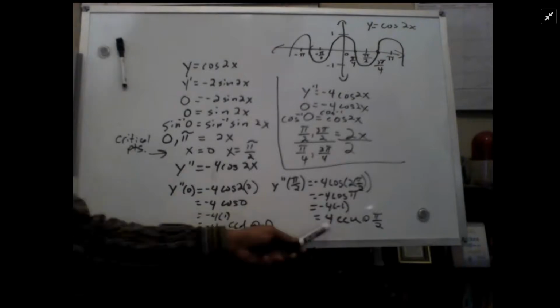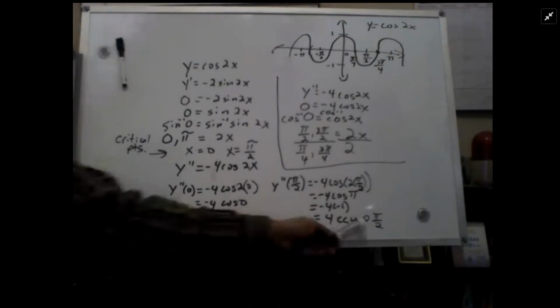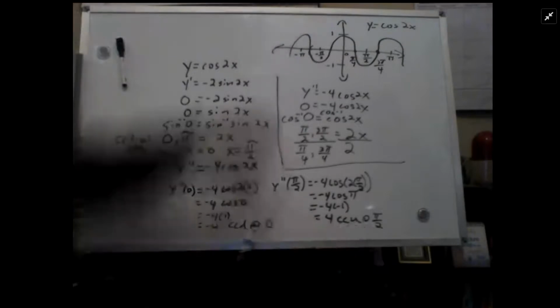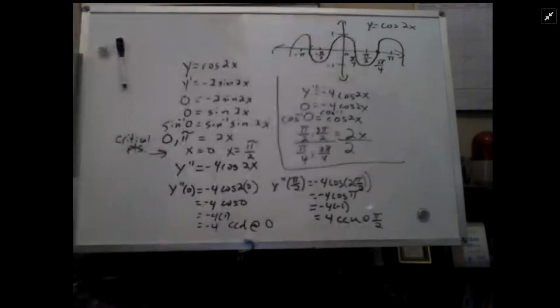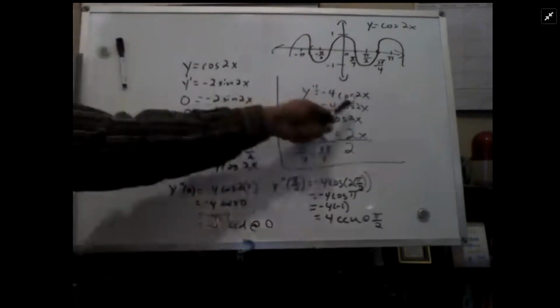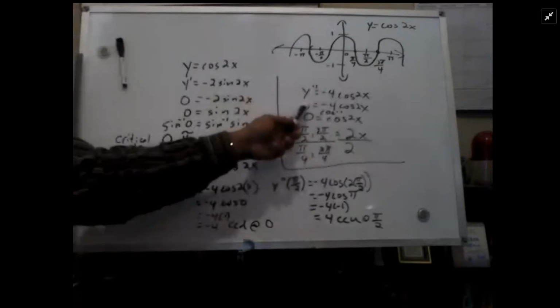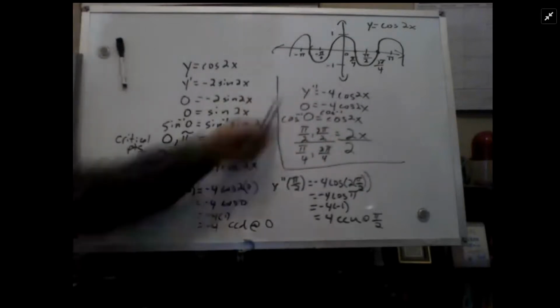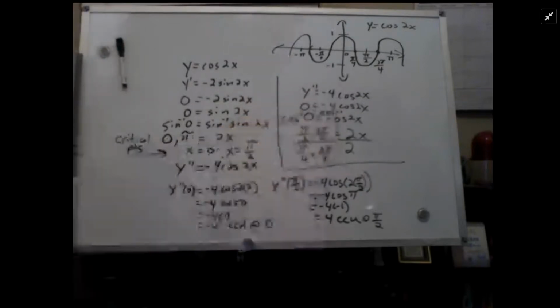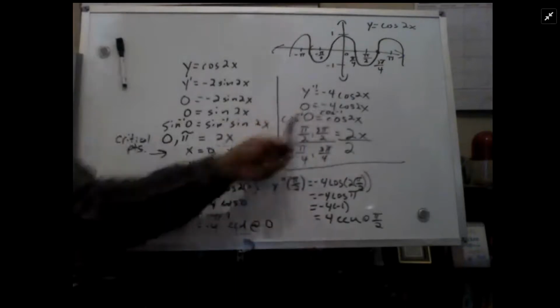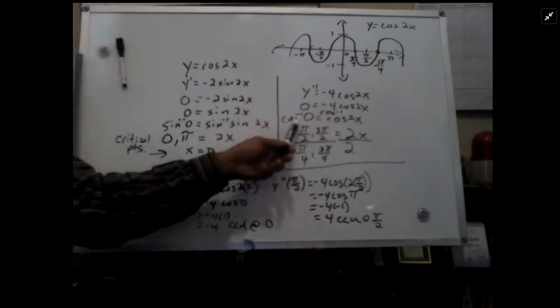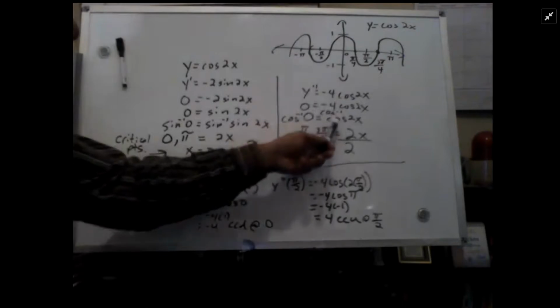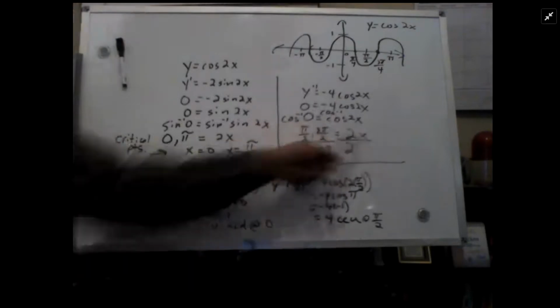Now for the pi over 2, the y prime prime of pi over 2 is negative 4 cosine 2 times pi over 2. Well, the 2's cancel. It gives me negative 4 cosine pi, and cosine pi is negative 1. Negative 4 times negative 1 is positive 4. So that means that we're concave up at the critical point pi over 2. And sure enough, it is concave down at 0 and concave up at pi over 2, like we said earlier.